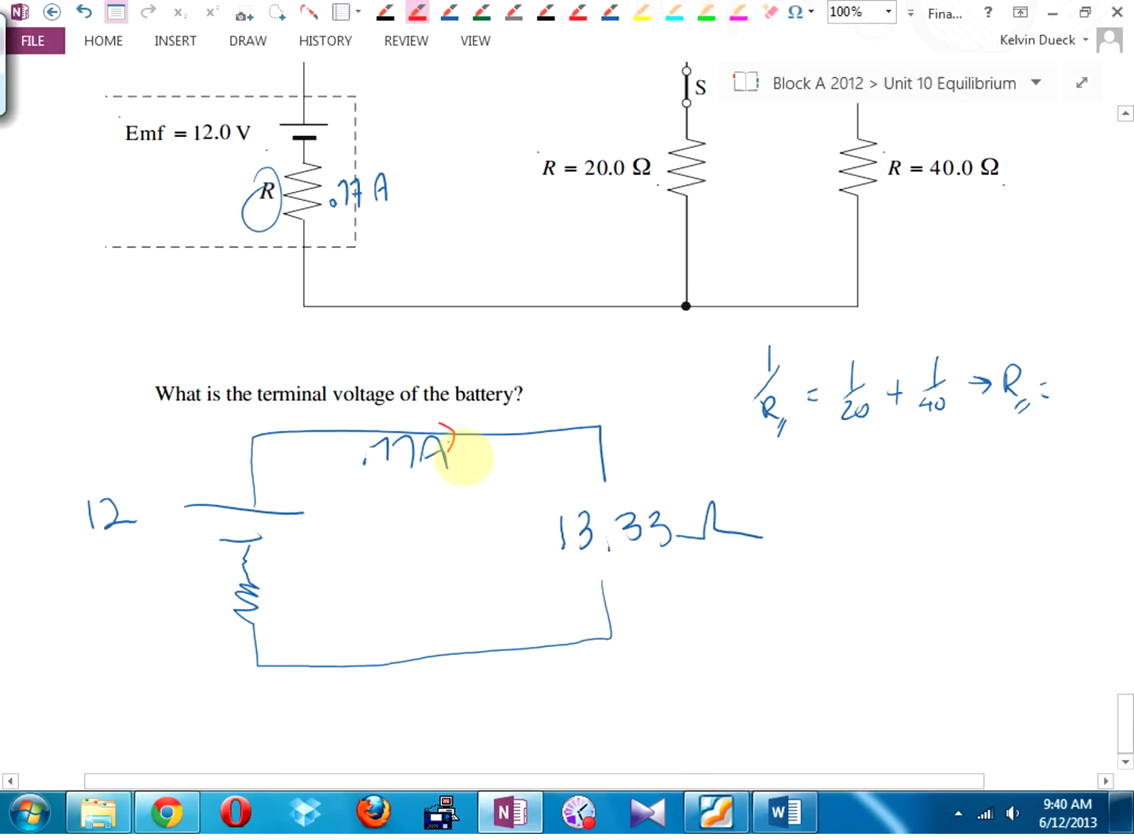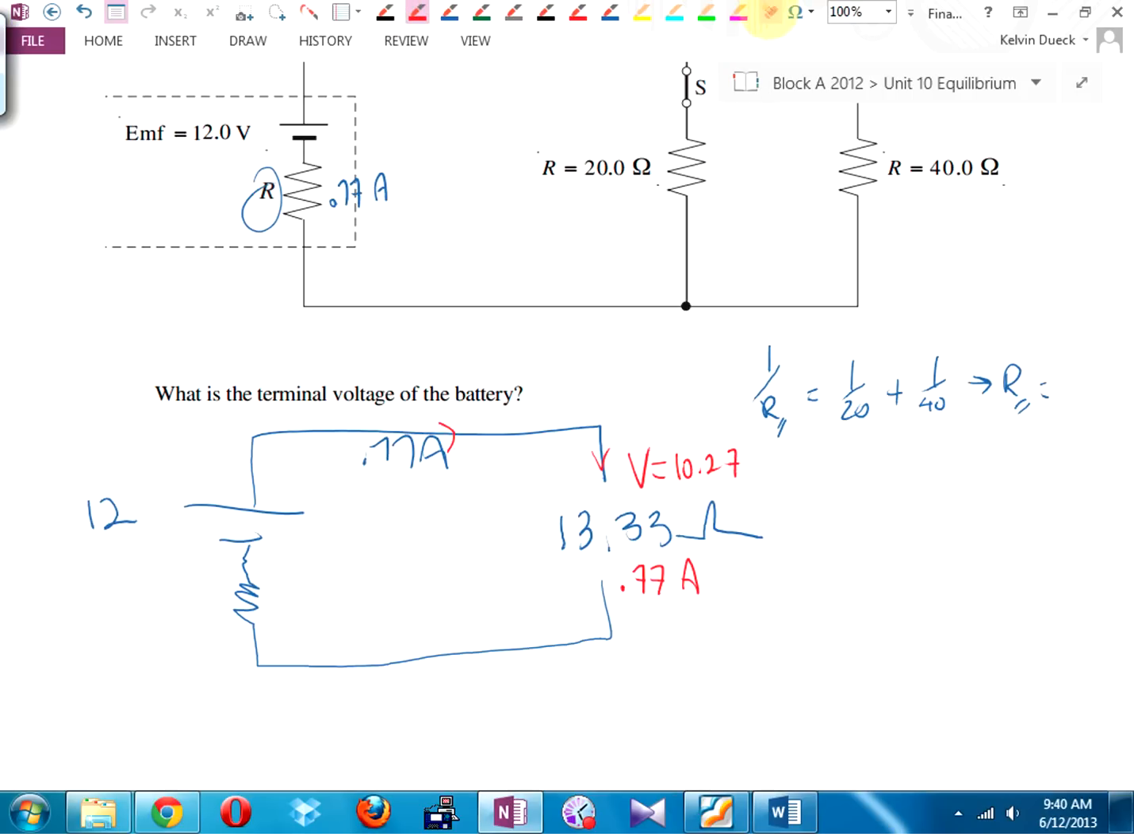What's the current right there? Look up. What's the current through the mathematical equivalent then? Now I can say 0.77 amps is flowing through that mathematically equivalent single resistor. What's the voltage through that then? You went I times R? 10.27?